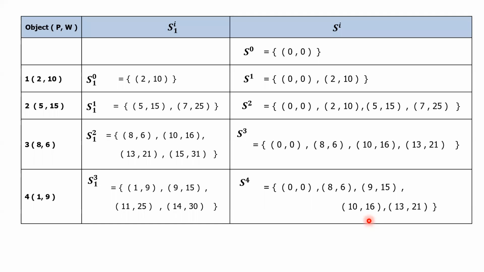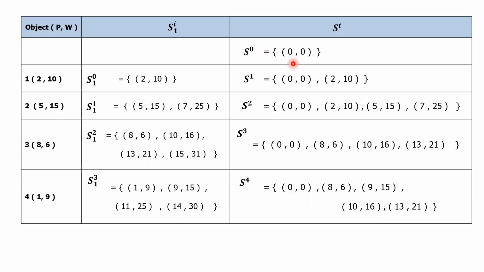This is the first step in finding an optimal solution to the given knapsack problem: formulating the sets from S0 to S4. Once you have formulated these sets, from these sets you are going to find out an optimal solution for the given problem. Now, what is the information that is represented in these sets?